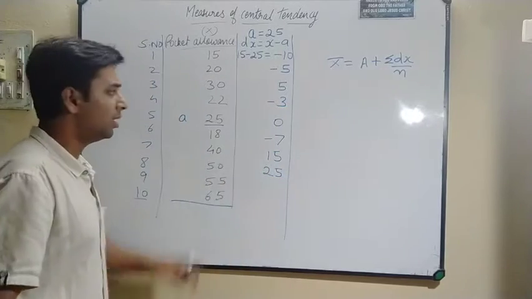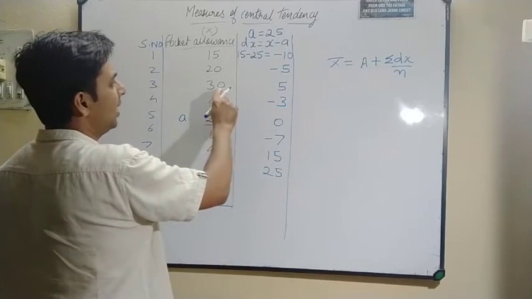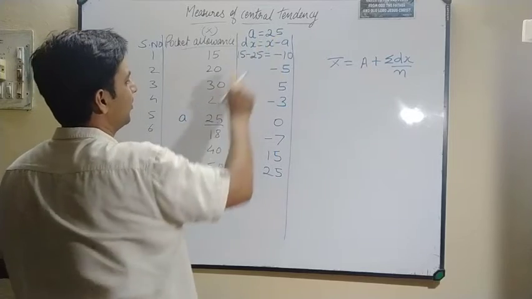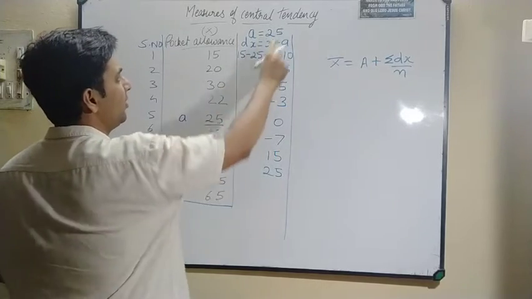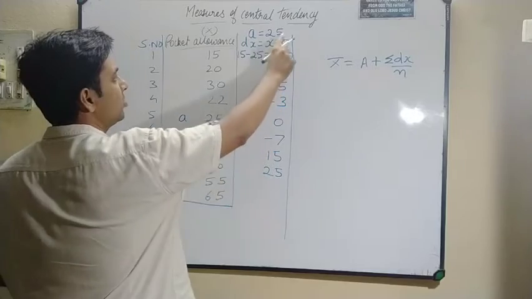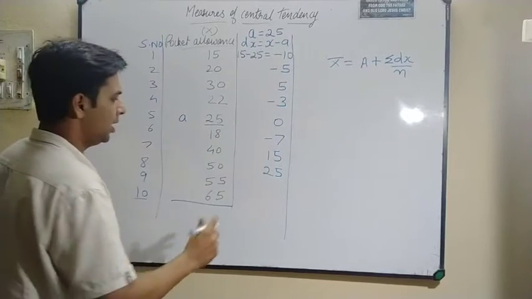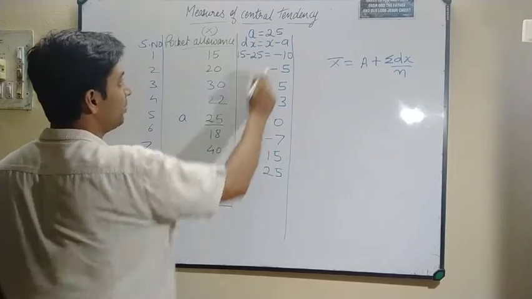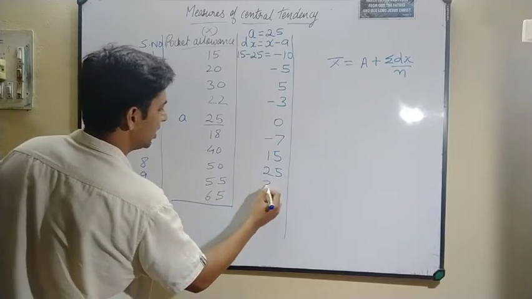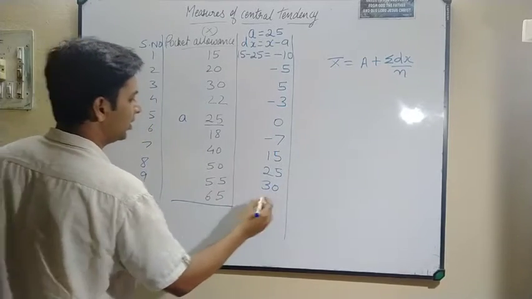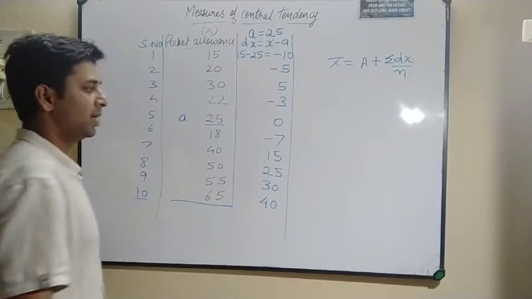What am I doing here? X minus a. I'm just doing this. 30 minus 25, 22 minus 25, 25 minus 25 is 0, 18 minus 25 is minus 7, like that. Okay, now 55 minus 25. So what will be the value? Here it will be 30. Then after this it will be 40. X minus a we are doing.